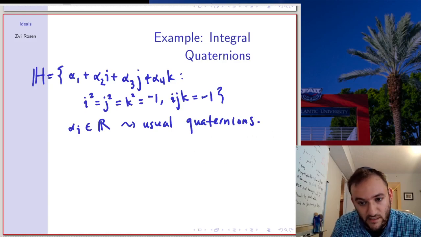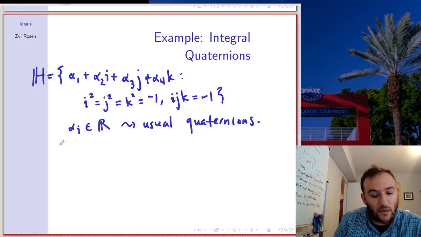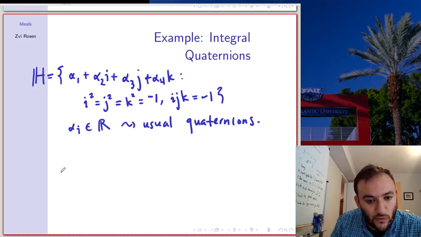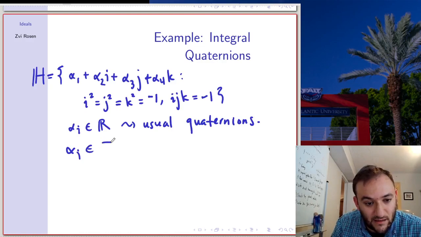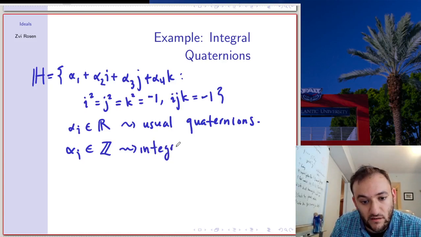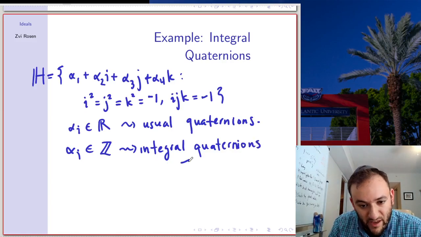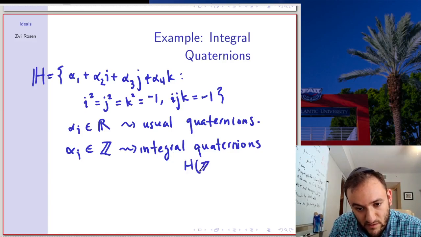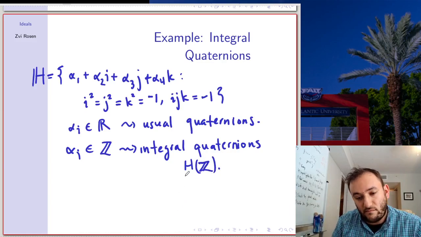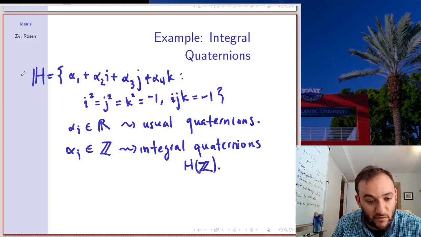And if we take alpha i in the integers, these will be called the integral quaternions. And we often denote this by H of Z. Okay, this is the quaternion construction associated to the ring of integers.